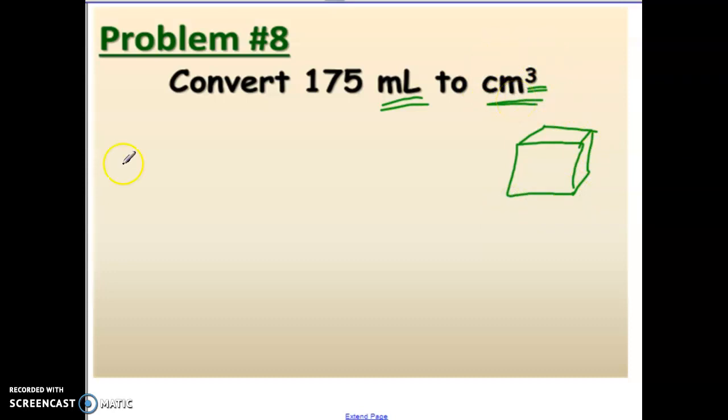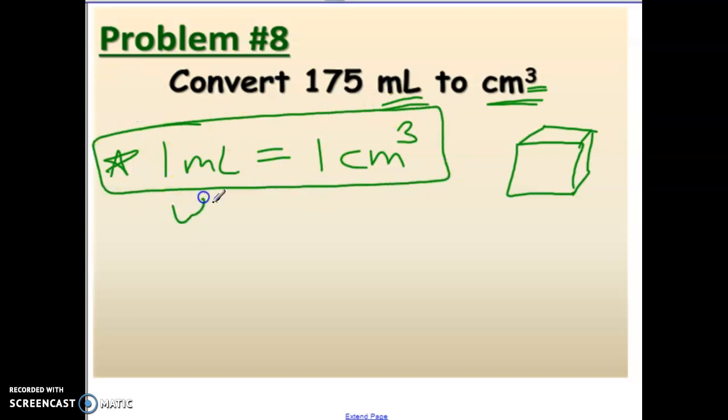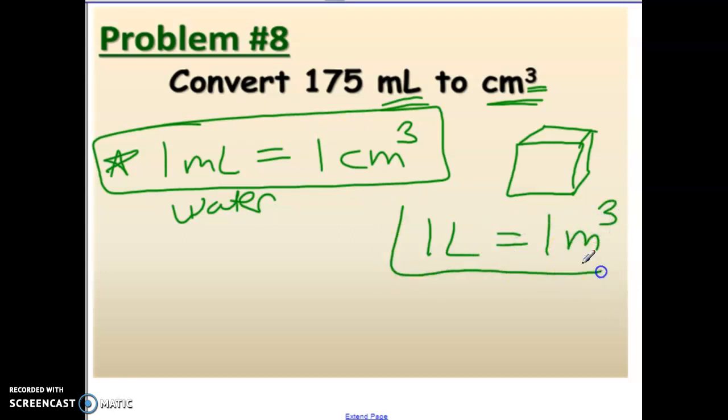Just so you know, a general rule: 1 milliliter is equivalent to 1 centimeter cubed for water. I do have to make the note that this is for water only. Anytime you are working with this type of unit conversion, it is assumed to be water. You may come across this as well: 1 liter is equal to 1 meter cubed. Same thing again, it is for water only.